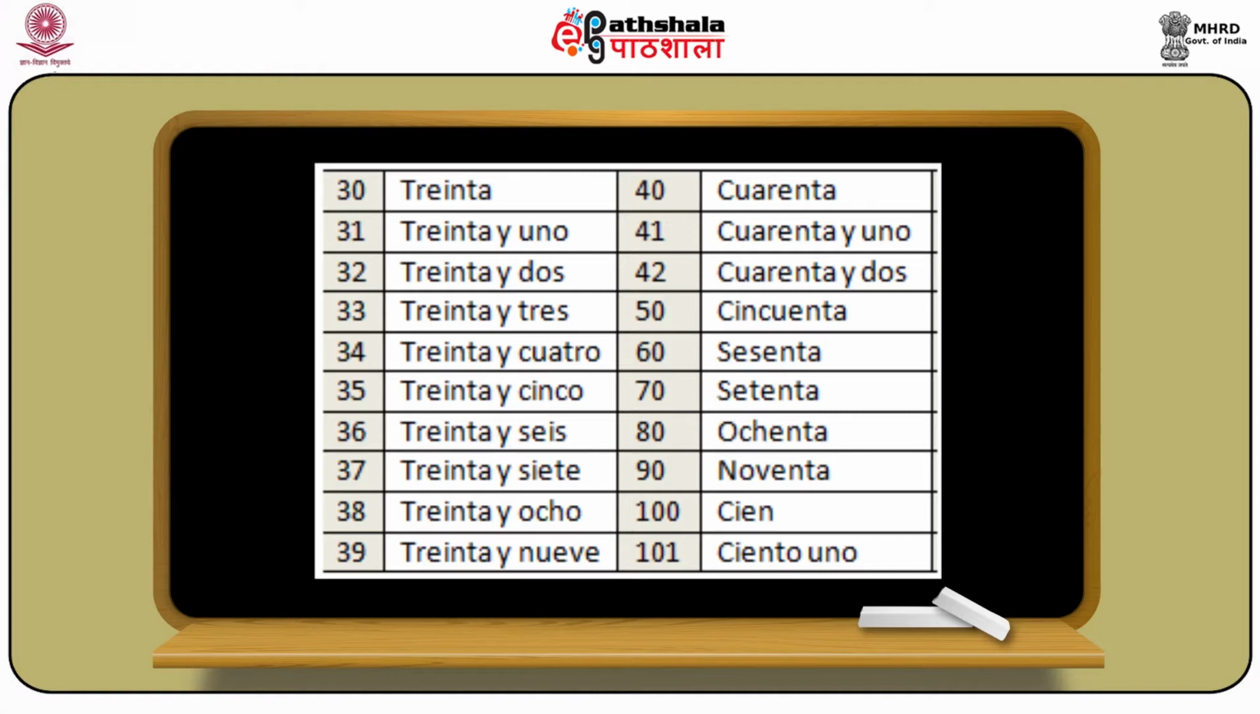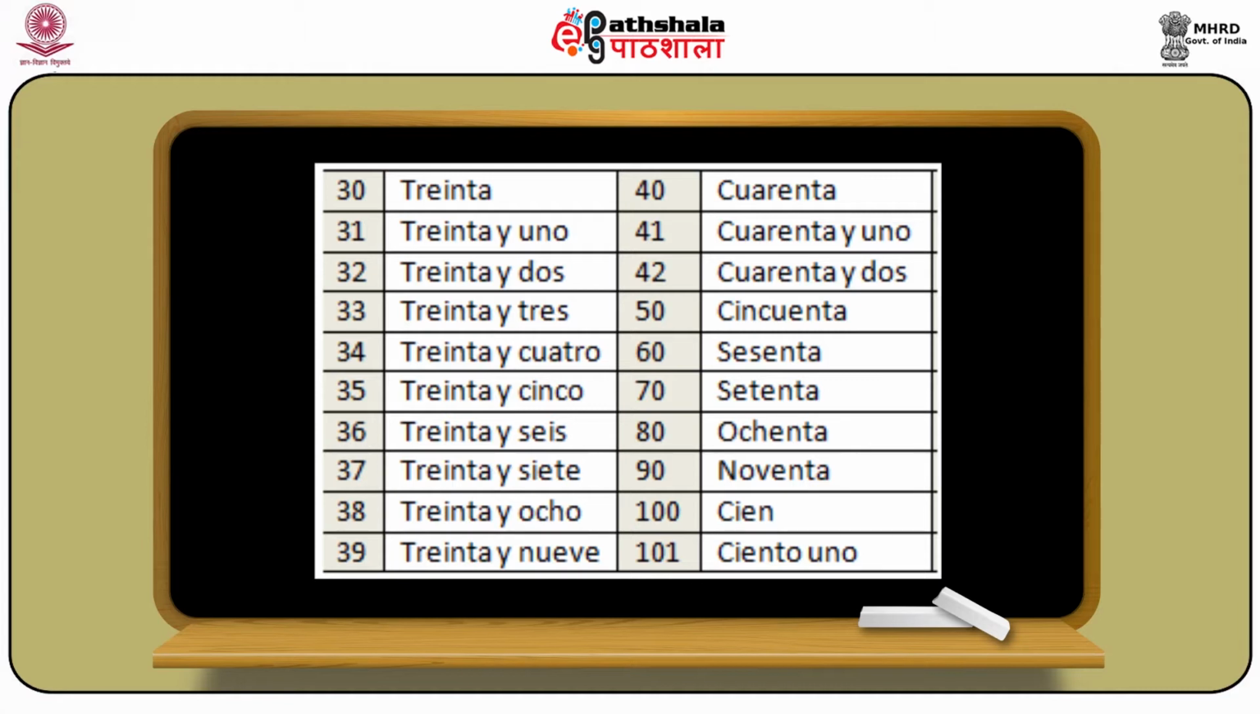In the same way 32 will be treinta y dos. So 2 is dos, 30 is treinta, so 32. In the same way 33 will be treinta y tres. In English we say thirty-three, so there is 30 and 3. In Spanish we say the same thing, but we add y, treinta y tres. So following the same rule, if we want to say 34, we will say treinta y cuatro. In the same way, 35 is treinta y cinco, 36 treinta y seis, 37 treinta y siete, 38 treinta y ocho, 39 treinta y nueve. So till 39 we have added treinta and then the numbers 1, 2, 3.